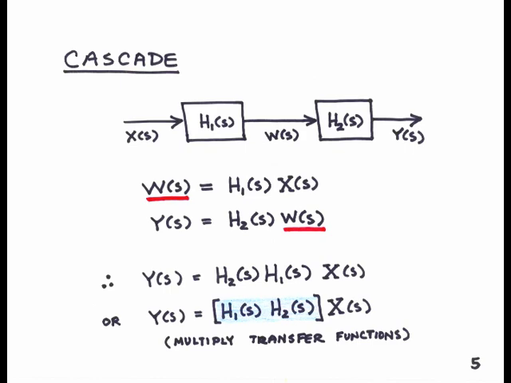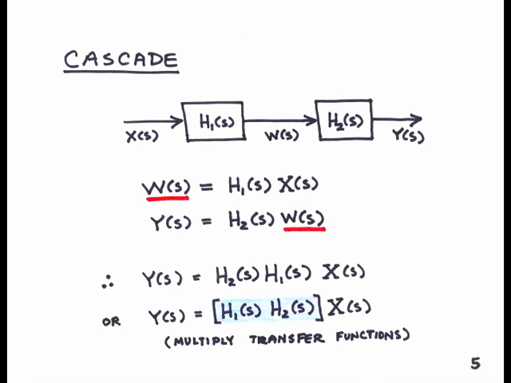Let's look first at the cascade interconnection. We have input x of s going into h1 of s, producing output w of s, and that output then becomes the input to h2 of s to produce output y of s. Our goal is to find the transfer function from x of s to y of s. That is the overall system transfer function for this cascade interconnection. So let's write out the equations for each of the blocks.